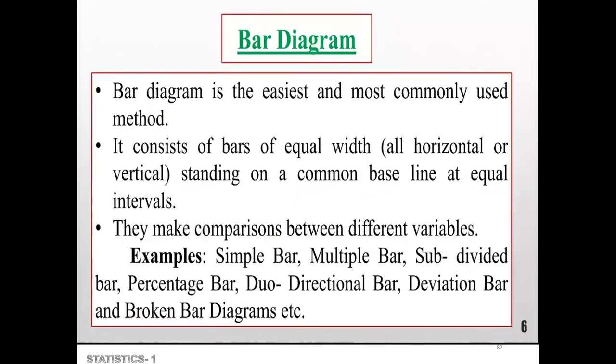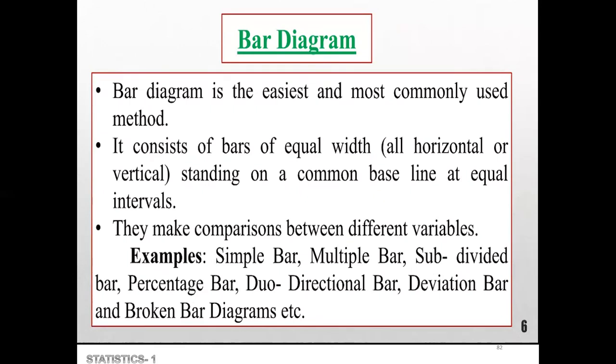The next one is the bar diagram. The bar diagram is the easiest and most commonly used method. It consists of bars of equal width, all horizontal or vertical. That means bars can be drawn on either the x-axis or the y-axis. If you draw bars on the x-axis, it becomes the vertical bar diagram. If you draw bars on the y-axis, it becomes the horizontal bar diagram. They make comparison very easy, and different variables can be represented on the bar diagram.